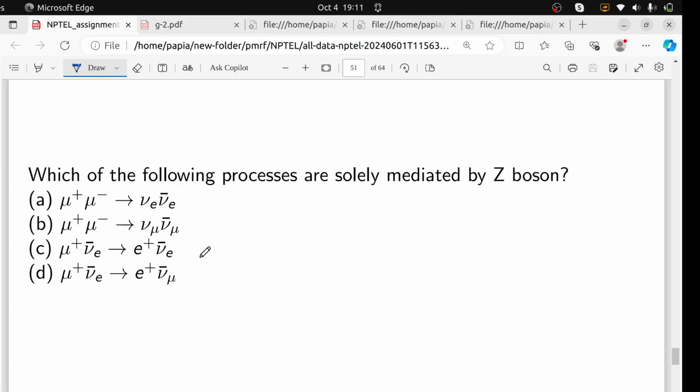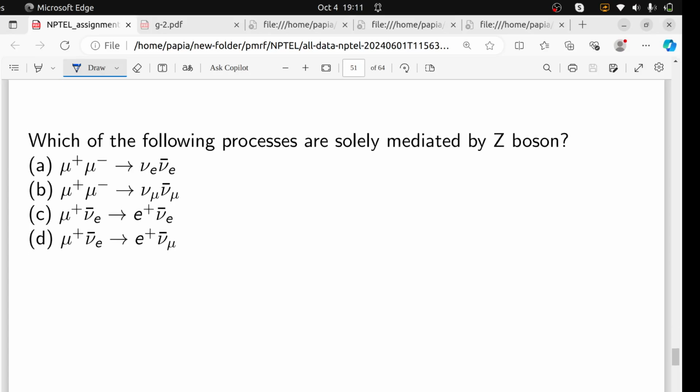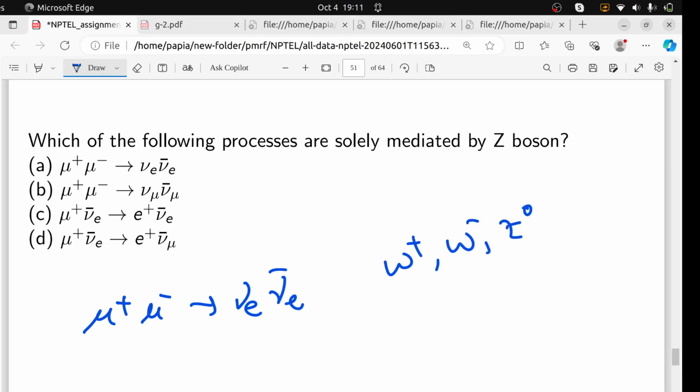So now you can come to the next question. Which of the following processes are solely mediated by Z boson? Now coming to Z boson. Similarly, whatever it was for W boson, now it is Z boson. For the Z boson case, first check mu plus mu minus mu e mu e bar. Let's write here. This is a weak interaction, obviously, we all know that. It is a weak interaction because a neutrino is present here. Now, weak interaction means W plus, W minus, Z0.